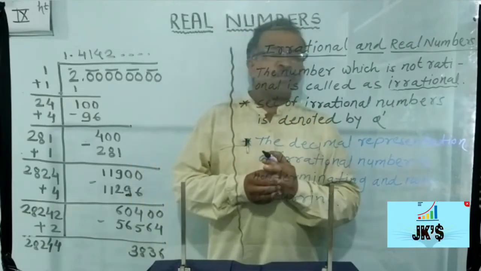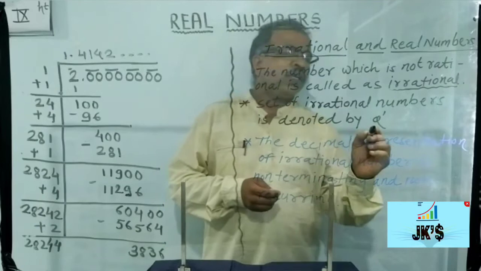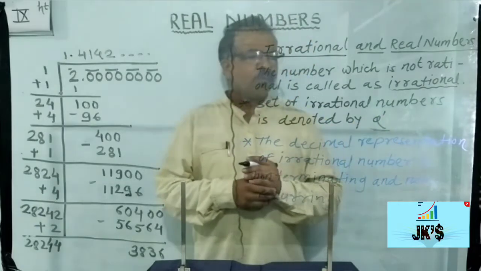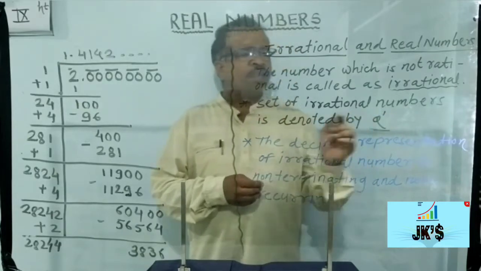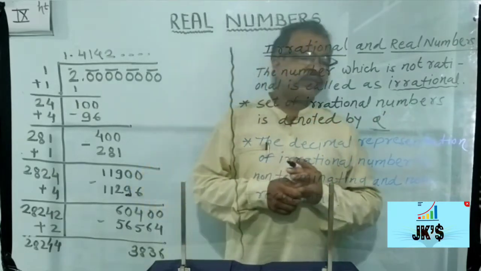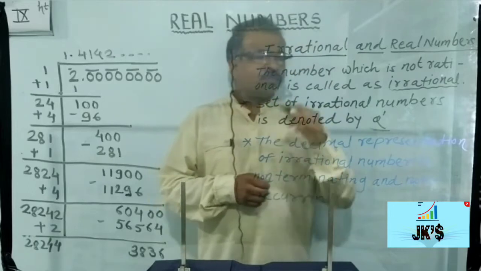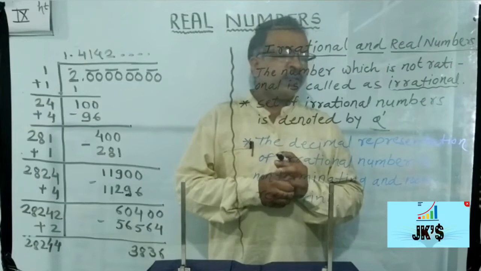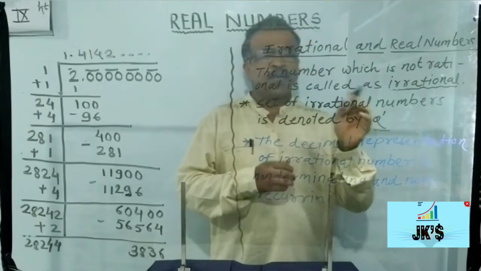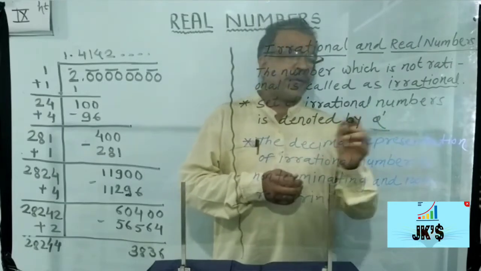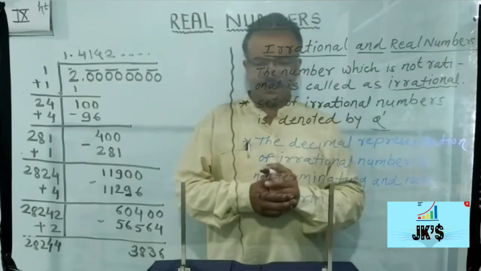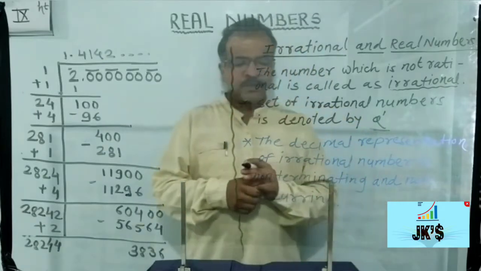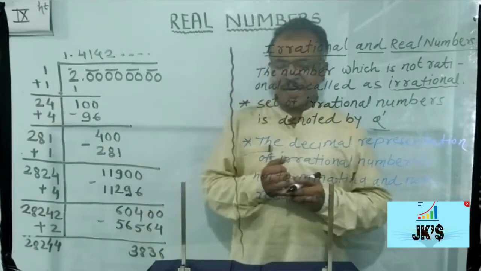The set of irrational numbers is denoted by Q complement, Q dash. Q dash means Q is the set of rational numbers and the set of real numbers is the universal set. Then Q dash, the complement of the rational numbers, is the irrational numbers. The decimal representation of irrational numbers is non-terminating and non-recurring.